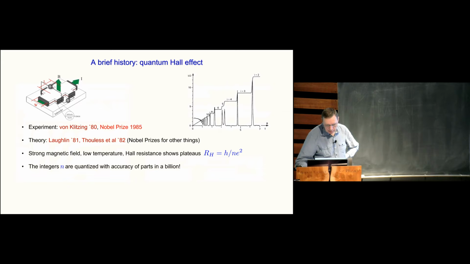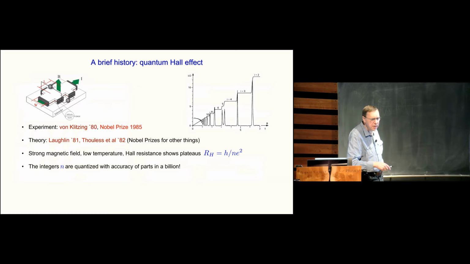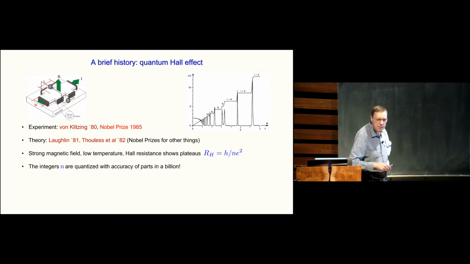Okay, the next big discovery happened on the experimental side: the discovery of the integer quantum Hall effect. I bet you know the story. You take a two-dimensional electron gas, cool it, put it in a strong magnetic field, and you measure the Hall resistance. Then what happens is that you first see linear behavior. Then this linear behavior is replaced by these beautiful steps. The experiment was done in 1980, very quickly recognized as a profound discovery, and awarded the Nobel Prize.